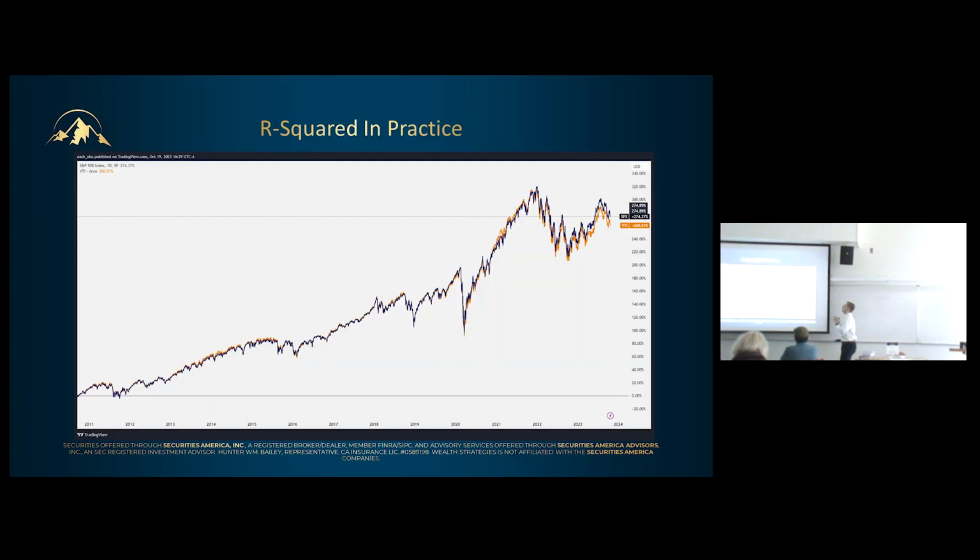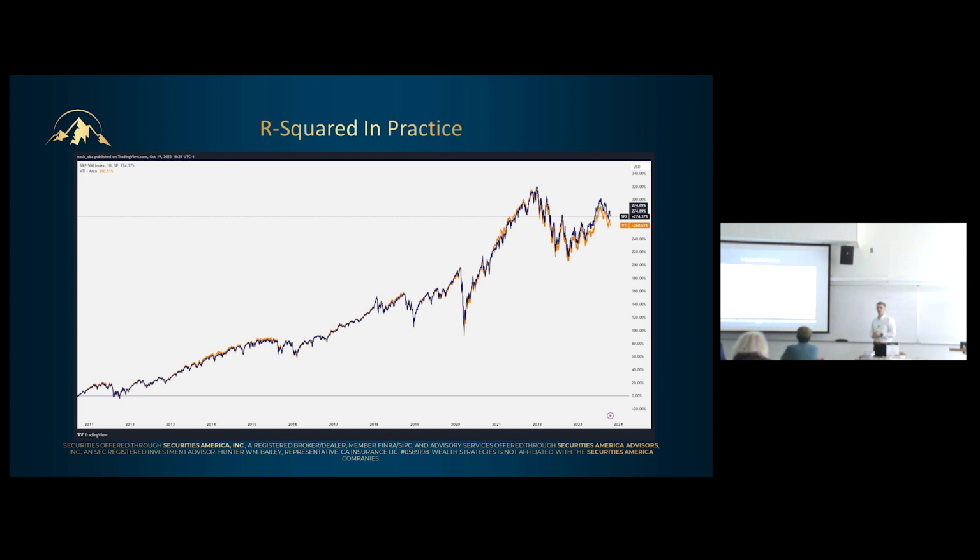So when we start looking at R squared in practice, we go back to some of the charts that we were looking at before. Now we're looking at the same thing we looked at initially, which is the S&P 500, the purple line, and the Vanguard Total Market Index, the orange line. Based on what we've talked about, any guesses of what the R squared probably is for this one?